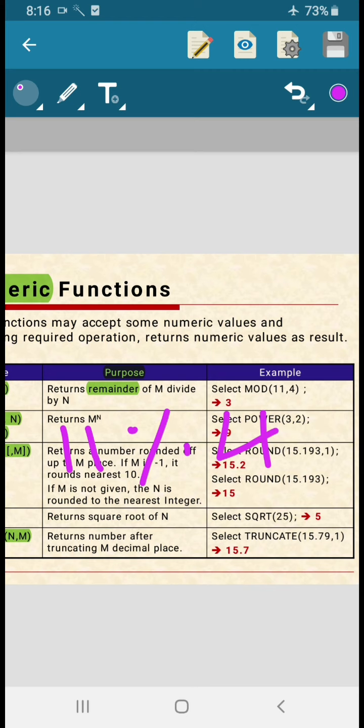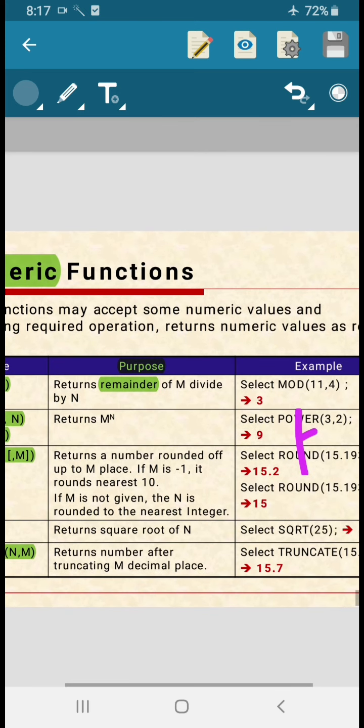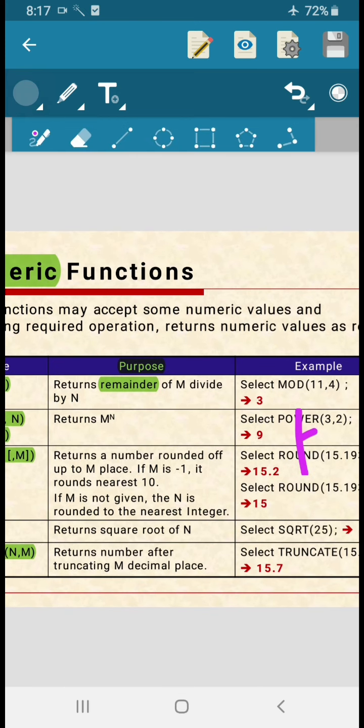Next one is power. The complete spelling we can write, or else POW. Both return the m value. It returns the m value.